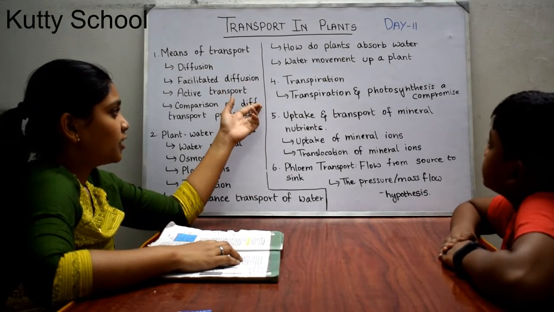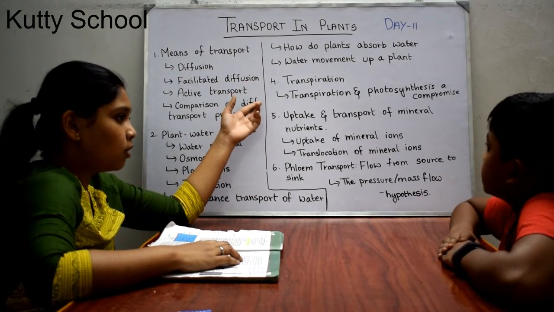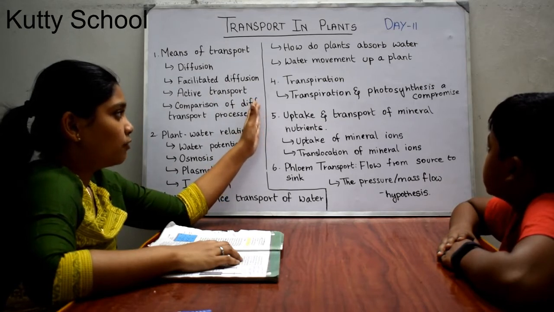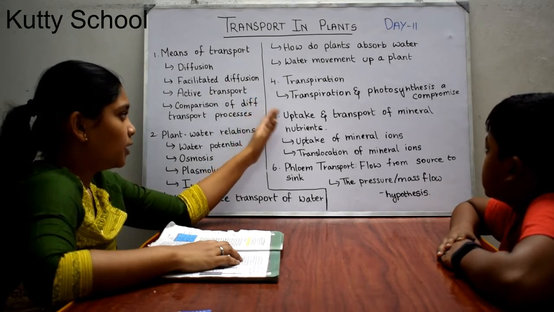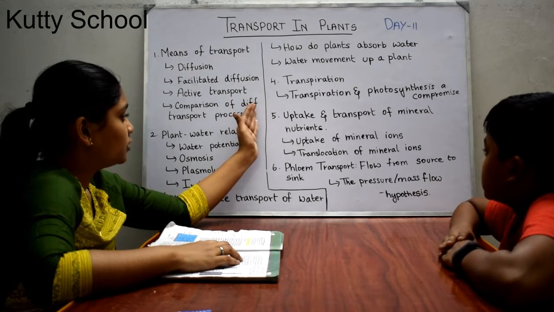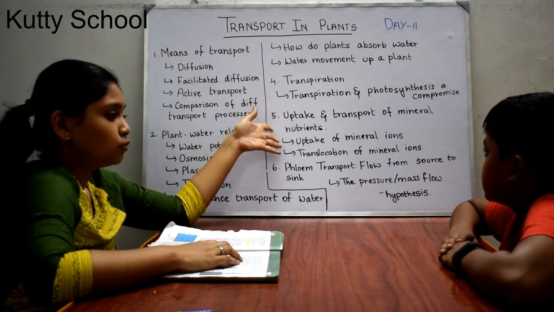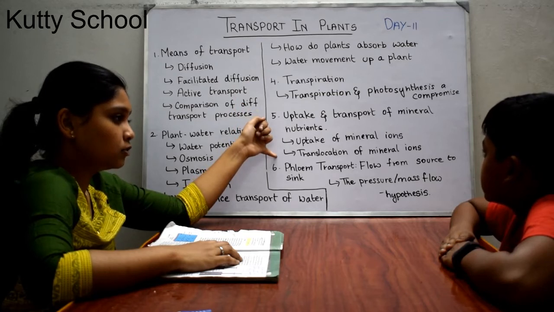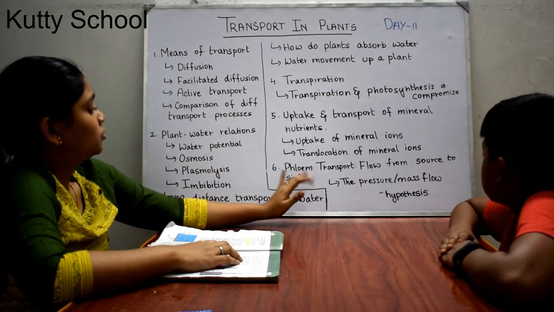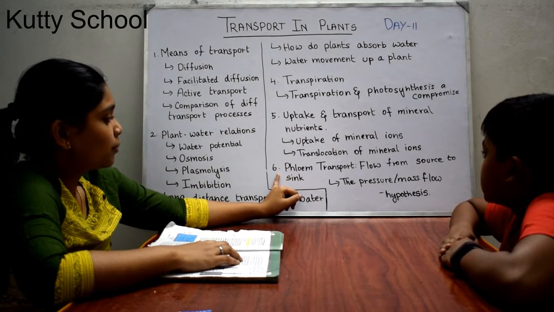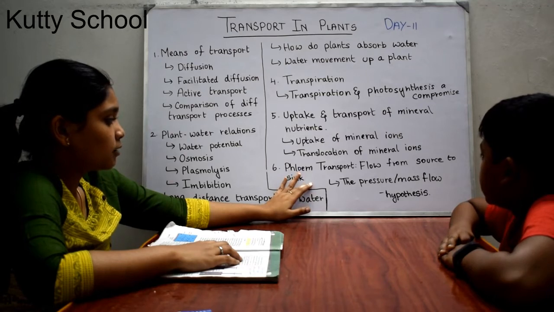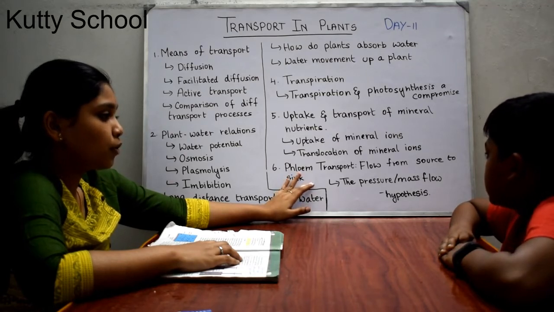In transpiration, there is a compromise with photosynthesis. The fifth topic is uptake and transport of mineral nutrients. In this there are 2 subtopics: uptake of mineral ions and translocation of mineral ions. The sixth topic is phloem transport, flow from source to sink. In that our subtopic is the pressure flow or mass flow hypothesis.